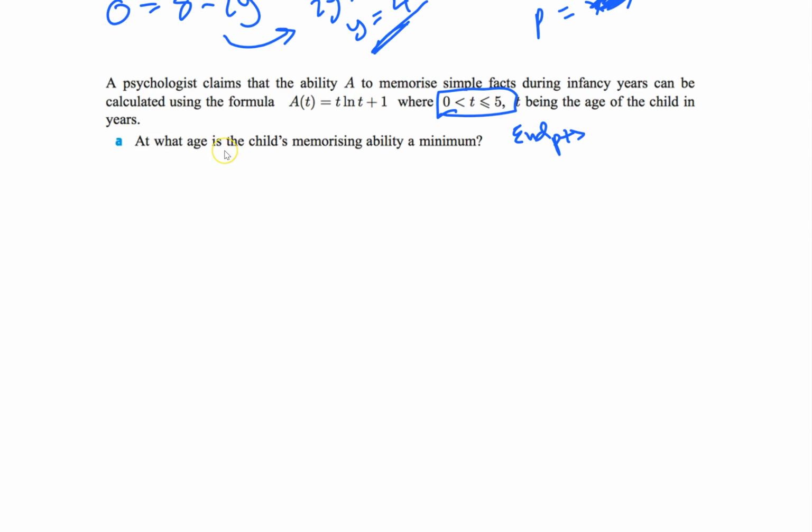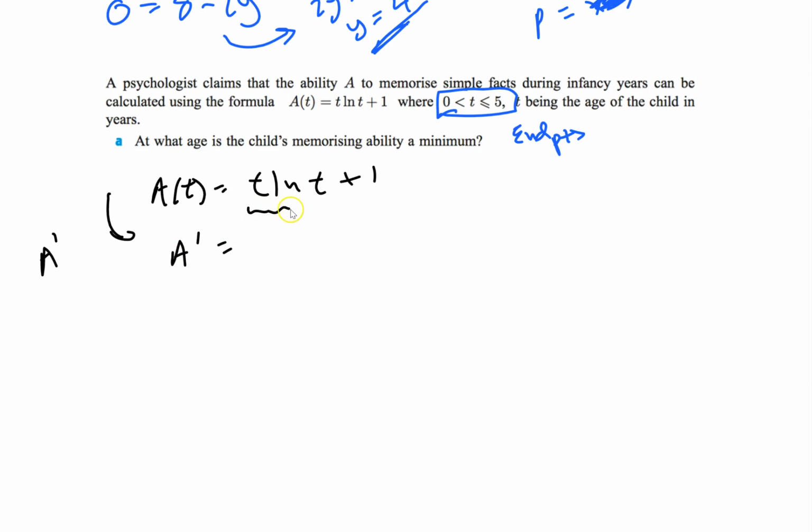So at what age is the child's memorization ability at a minimum? Again, we're trying to find the max or min. That's optimizing. We're trying to optimize this. And they only gave us this one equation. So how do you optimize it? Same thing we always do. Take the derivative, set equal to 0, right? I don't need a constraint. I just have the optimization question. I have everything I need.